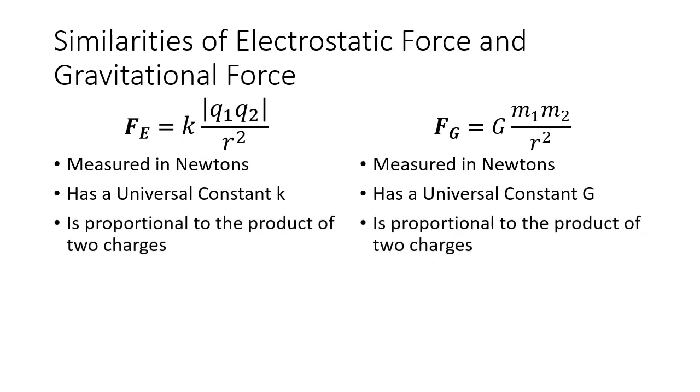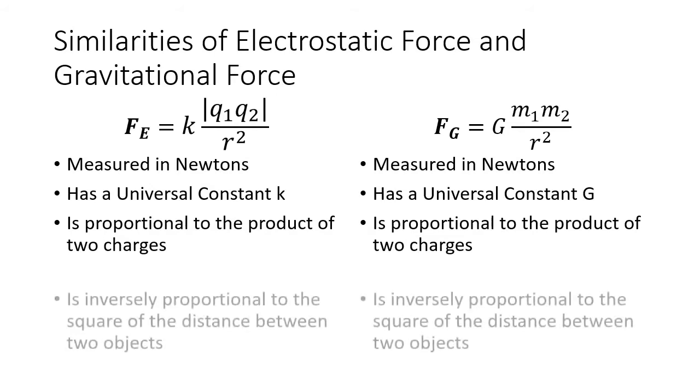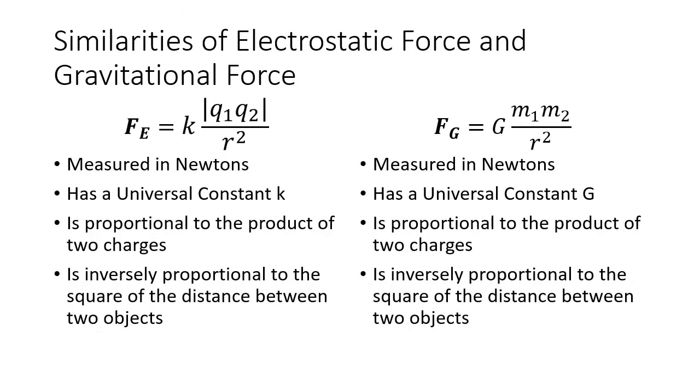They're both proportional to a product. For electrostatic force, it's the product of two charges. For gravitational force, it's the product of two masses. They are both inversely proportional to the square of the distance between two objects. On an atomic level, gravitational force between protons and electrons is negligible in comparison to electrostatic force. The reverse is true on a planetary level.